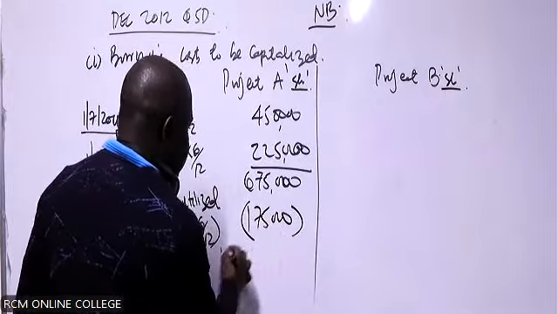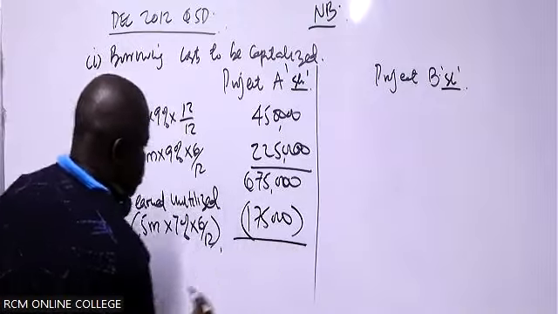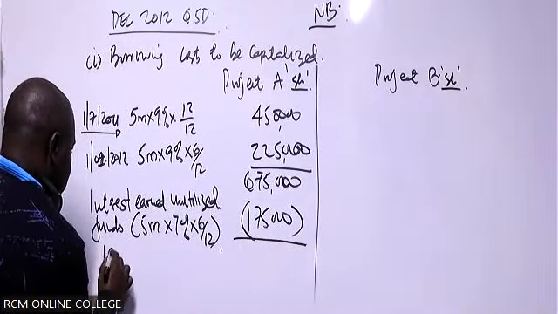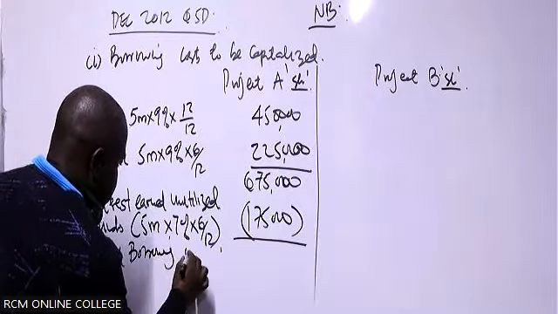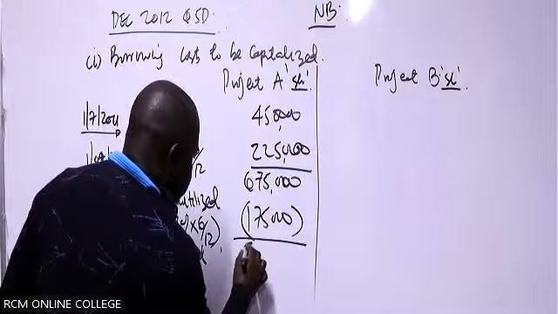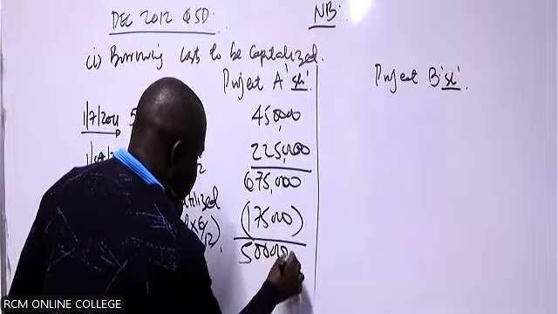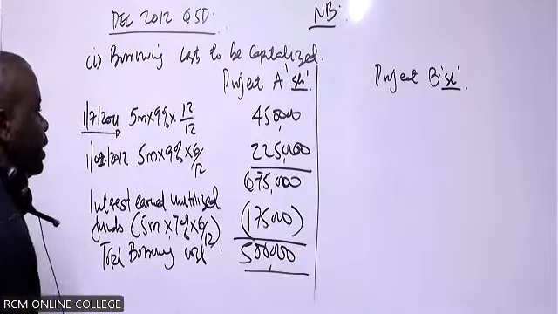175,000. So you actually deduct. So now with this, you'll actually be able to get what? The total borrowing cost, which will come to 500,000.